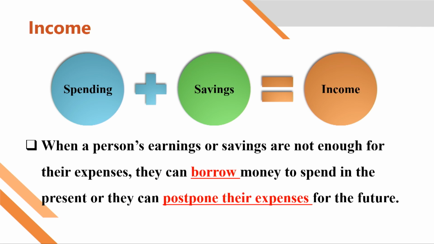Income. Income can be calculated as follows. Spending plus savings is equal to income. When a person's earnings or savings are not enough for their expenses, they can borrow money to spend in the present, or they can postpone their expenses for the future.